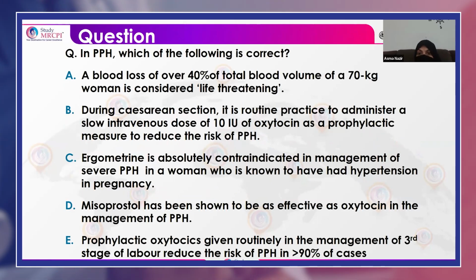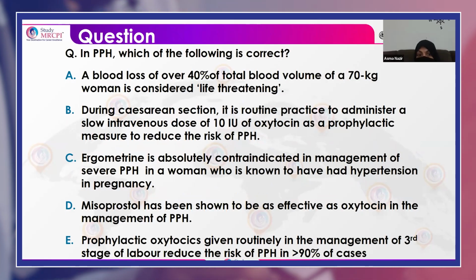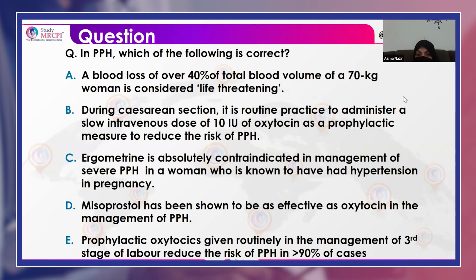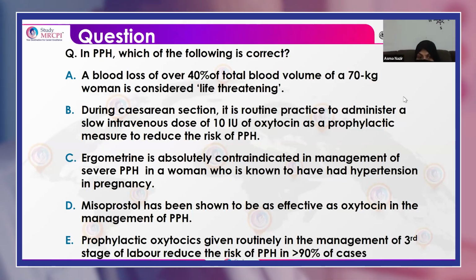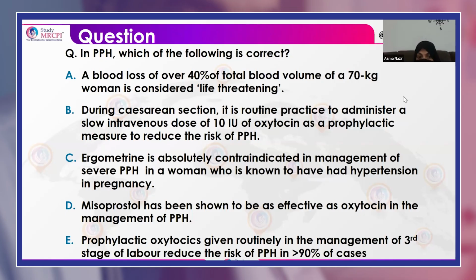In PPH, which of the following is correct? Option A: a blood loss of over 40% of the total blood volume of a 70 kg woman is considered life-threatening. Option B: during cesarean section, it is routine practice to administer a slow IV dose of 10 international units of oxytocin as a prophylactic measure to reduce the risk of PPH. Option C: ergometrine is absolutely contraindicated in the management of severe PPH in women known to have had hypertension in pregnancy. Option D: misoprostol has been shown to be as effective as oxytocin in the management of PPH.